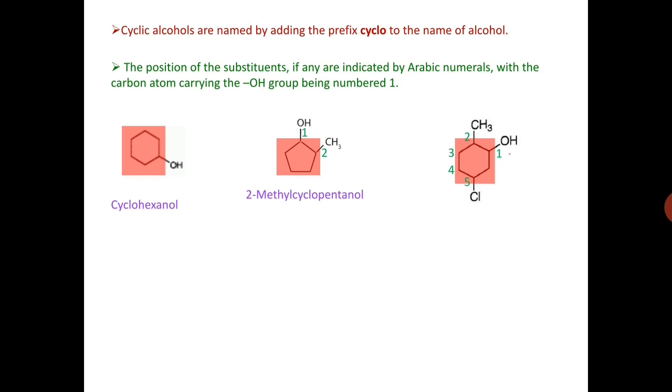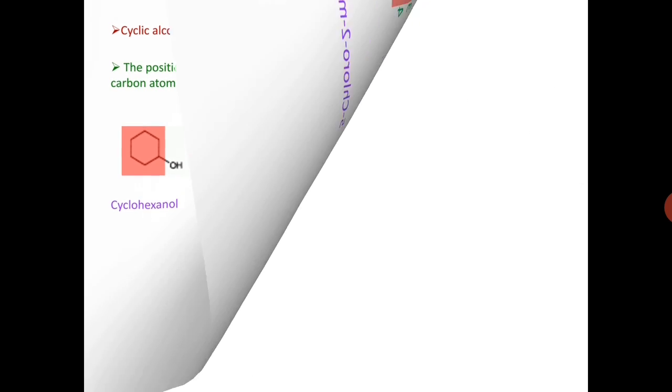Therefore at the 5 position there is a chloro and at the 2 position there is a methyl. Alphabetically chloro comes first, therefore 5-chloro-2-methylcyclohexanol.